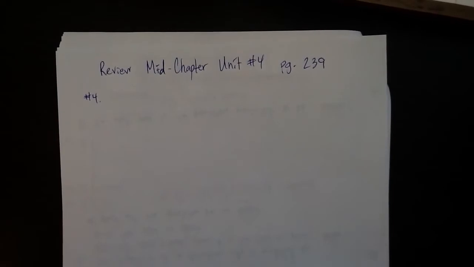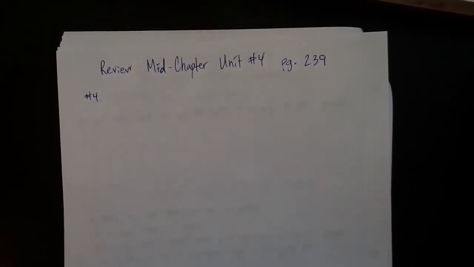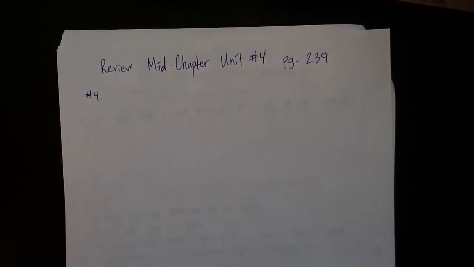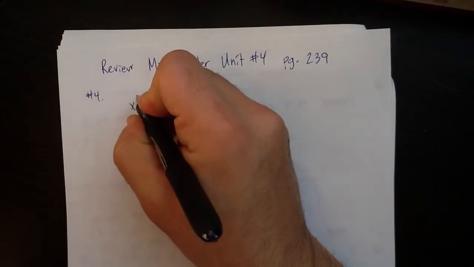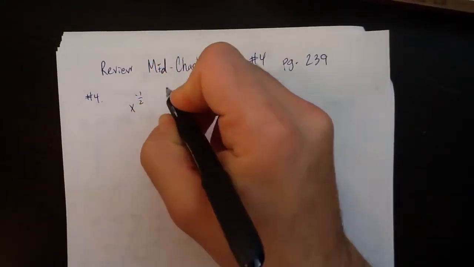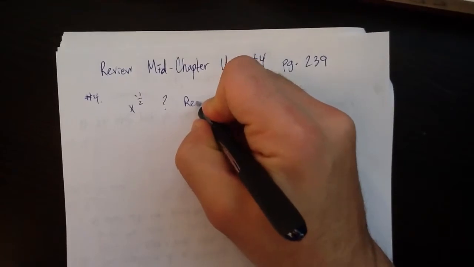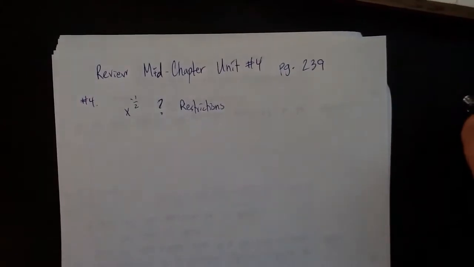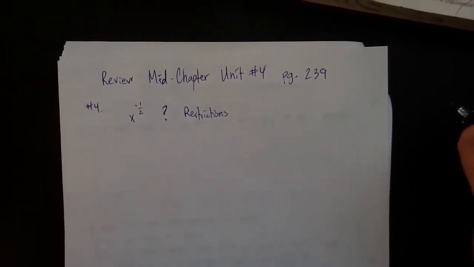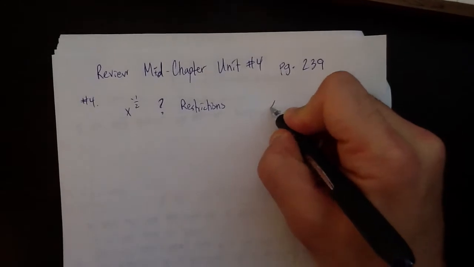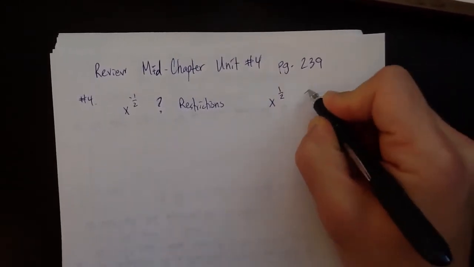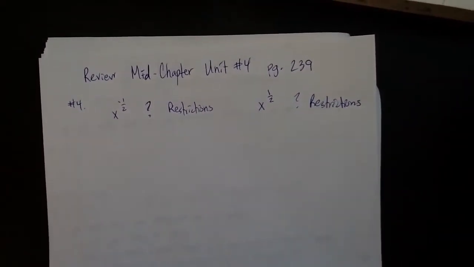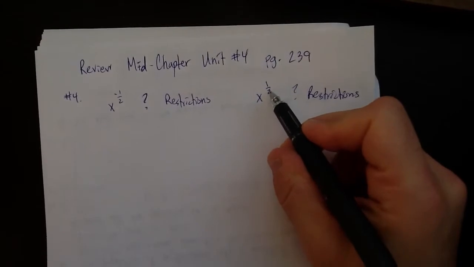Okay, and you can turn to question number 4. Question number 4 asks, what restrictions are there on the value of x in x to the power of negative a half? What are the restrictions? Are these restrictions the same as the restrictions for x to the power of positive half?